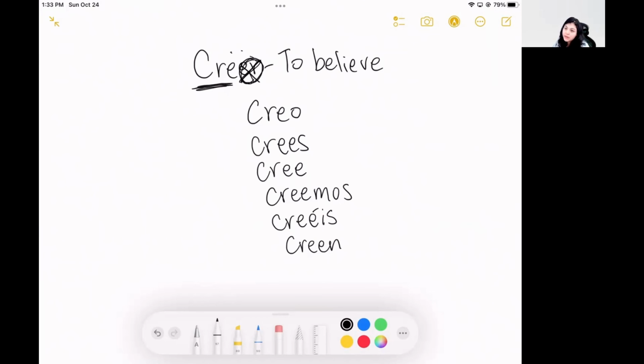A good phrase with this word is I think so. In Spanish, to say I think so, you say creo que sí. Creo que sí. I think so. Creo que sí.